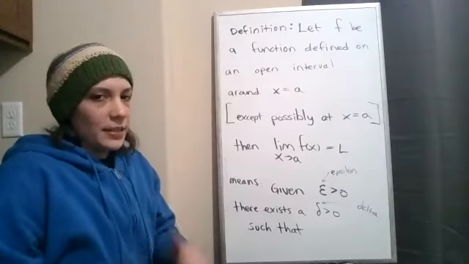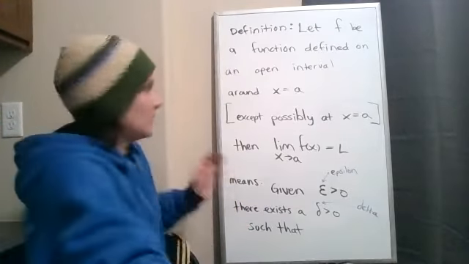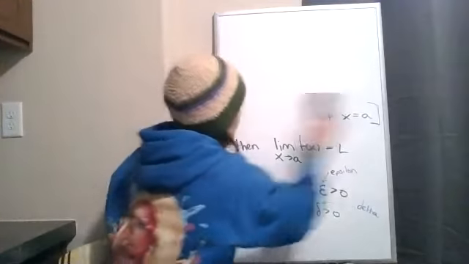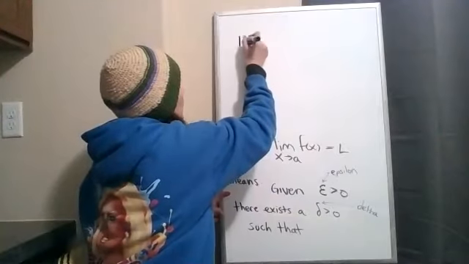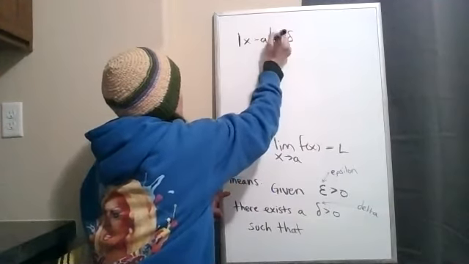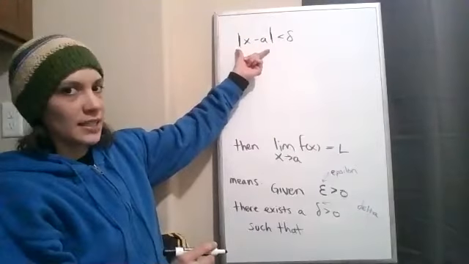It's an if-then statement. So first, if the distance between x and a is less than delta, it's written mathematically like absolute value of x minus a less than delta. So the absolute value of x minus a is the distance between x and a.